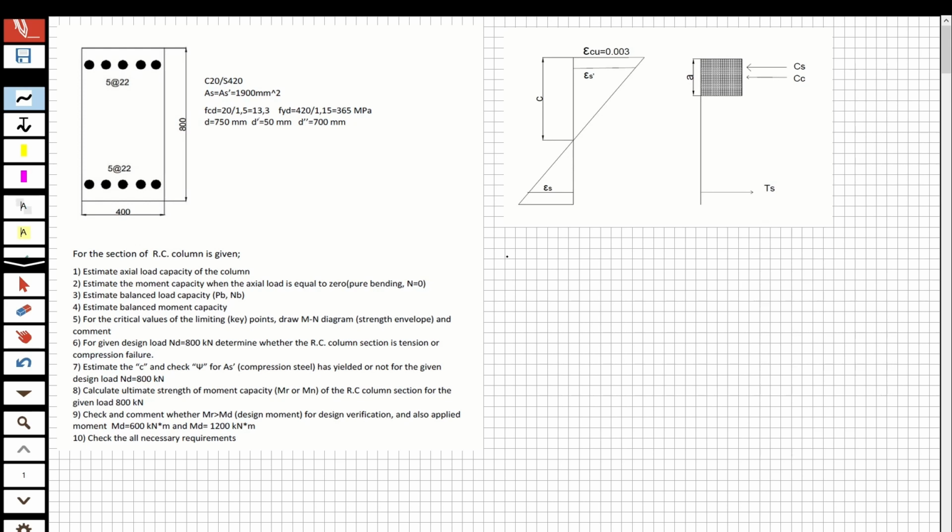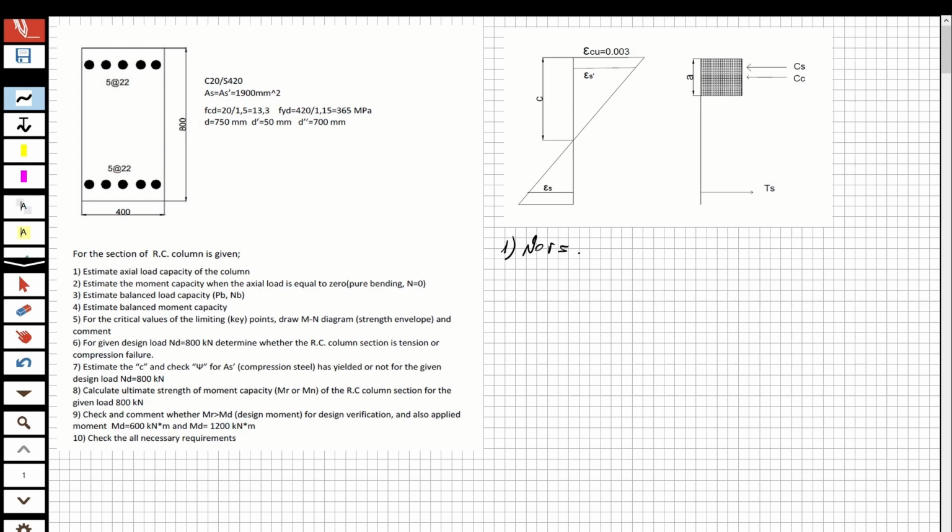So let's solve the question. For the section of the reinforced concrete column given, estimate the axial load capacity of the column. So what is the axial load capacity? That means I need a pure axial load capacity of that. So how is it going to be calculated? For the first part, we are going to calculate the N0, okay?